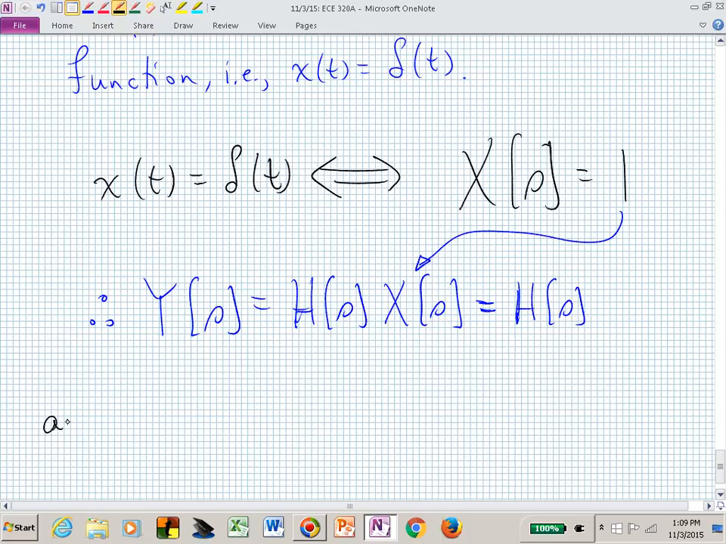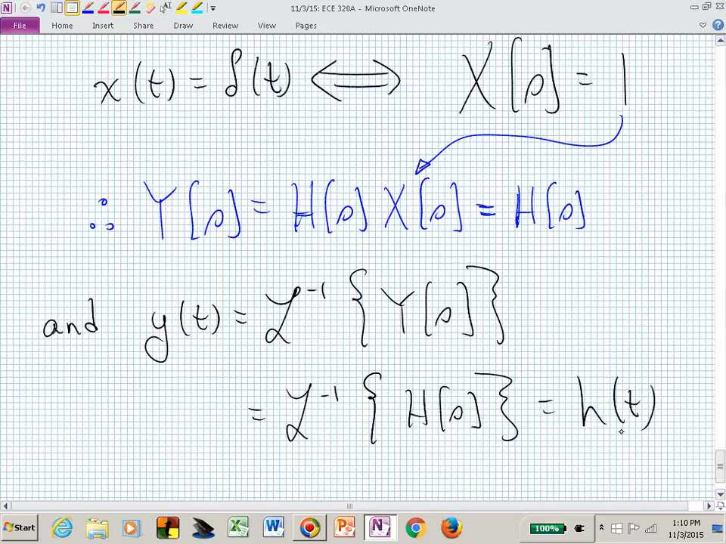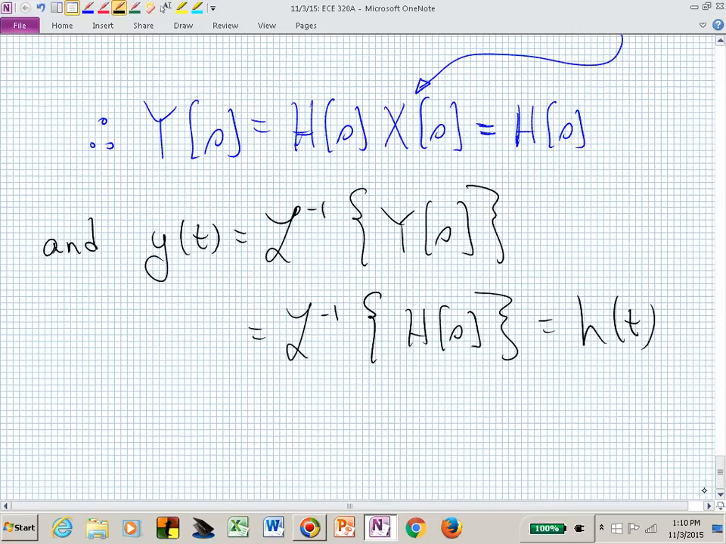And that allows us then to conclude that in the time domain, the output y of t, which is simply the inverse Laplace transform of the output, with the input being an impulse, that's equivalent to the inverse Laplace transform of that transfer function, which we call little h of t, and we've already called this today the impulse response.